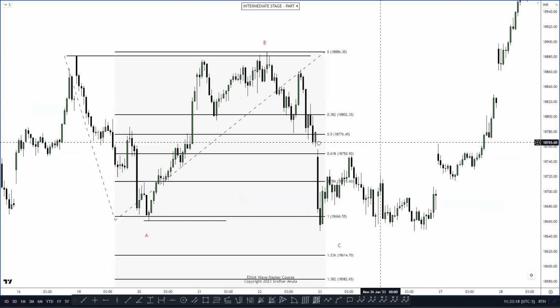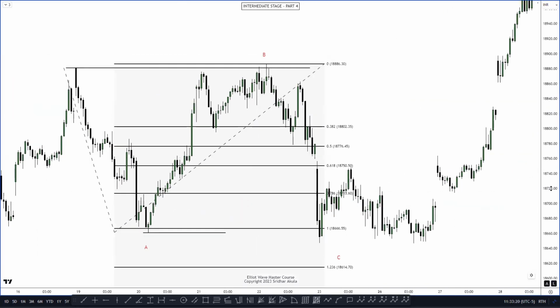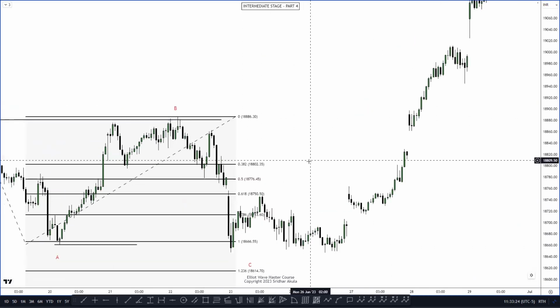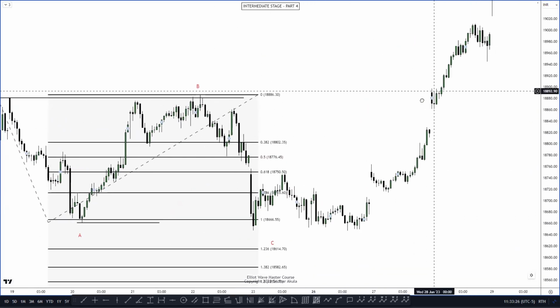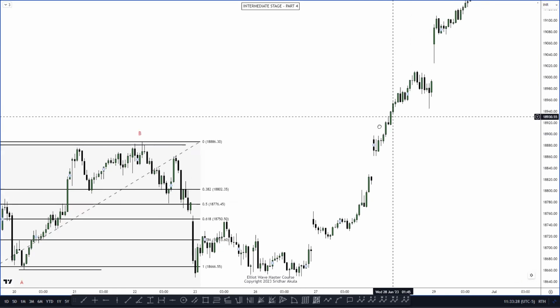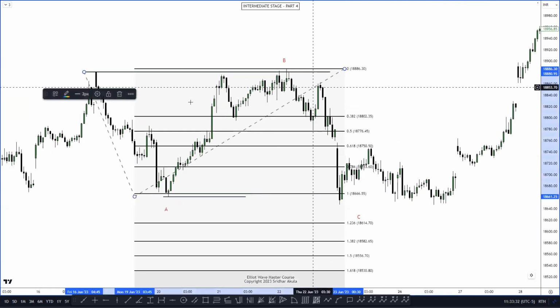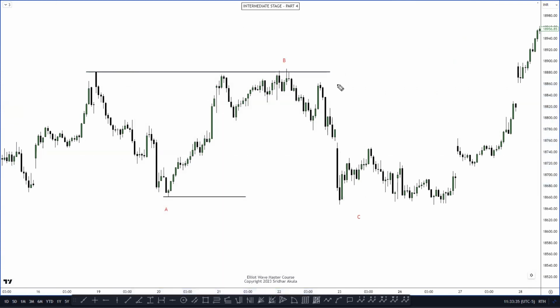Again, after your expanded flat structure, you will see a very sharp move in the market. It can be wave 5, it can be new wave 3, whatever it may be. It's going to be a very sharp move in the market. So all your flat structures are high probability setups. Keep that in mind.